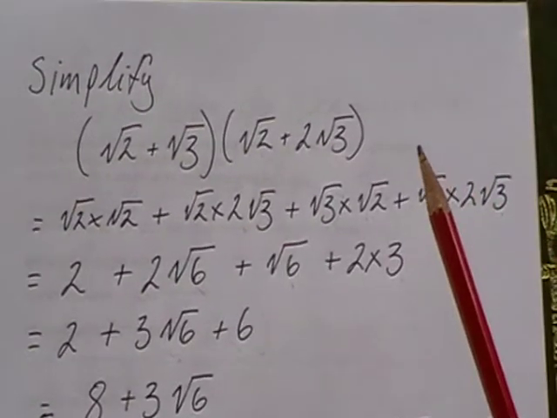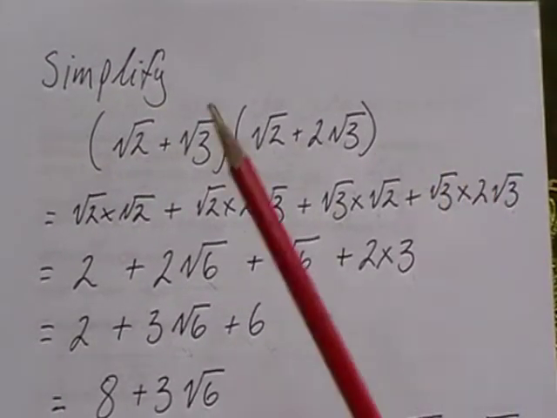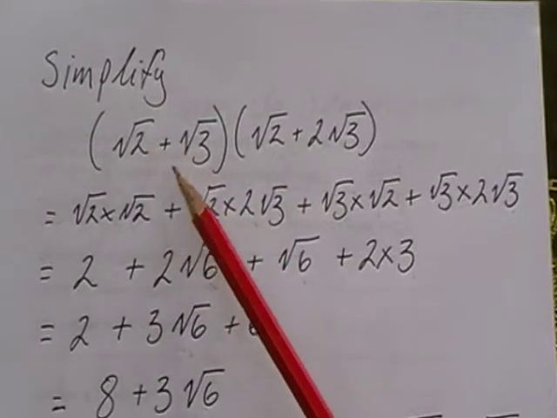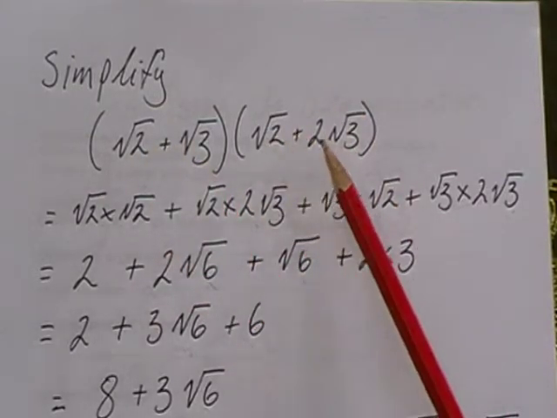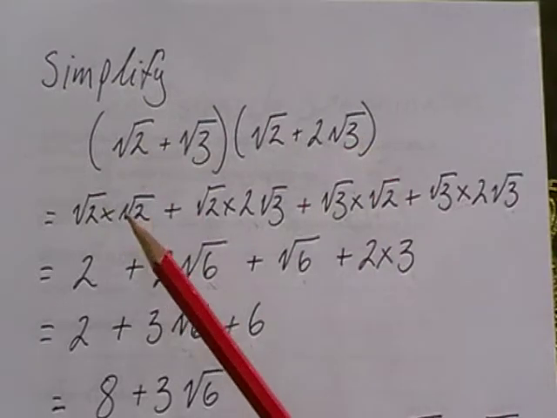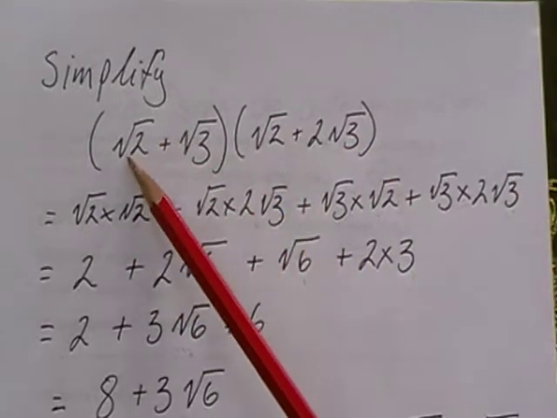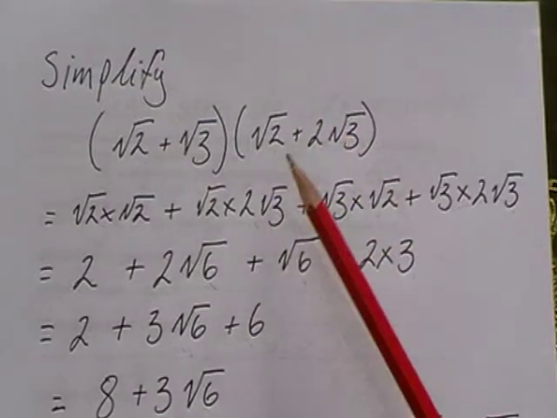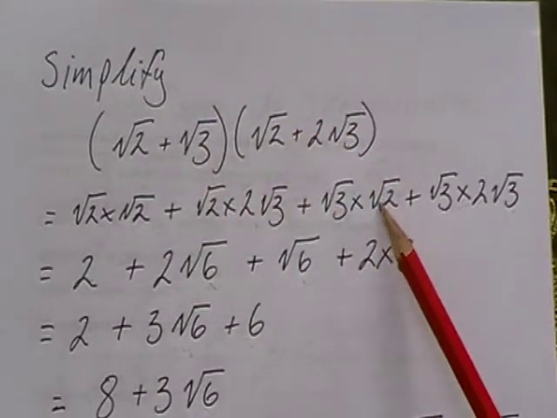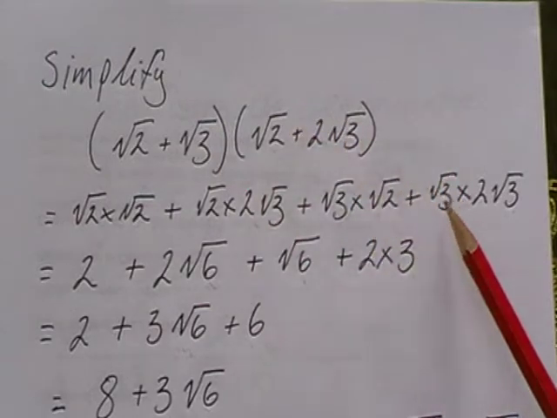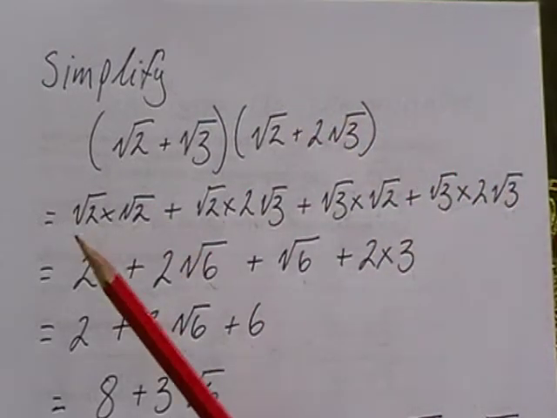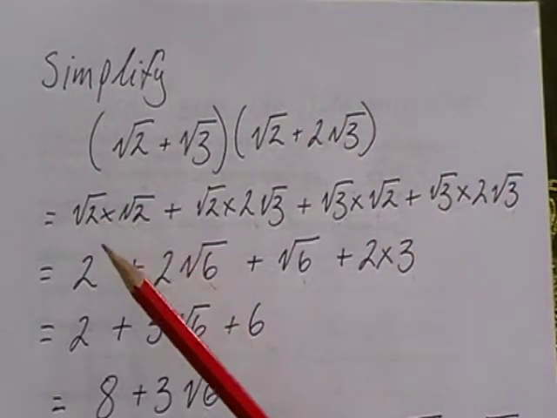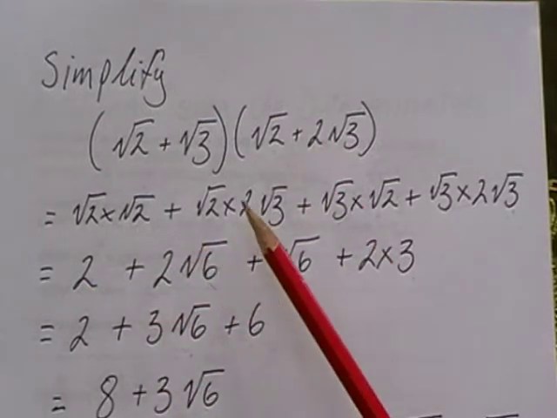Again, following on from simplify, here we have root 2 times root 2 plus 2 root 3. I've written out all the stages of the multiplication. Root 2 times root 2, root 2 times 2 root 3, root 3 times root 2, and root 3 times 2 root 3 from there. Root 2 times root 2 is obviously 2.